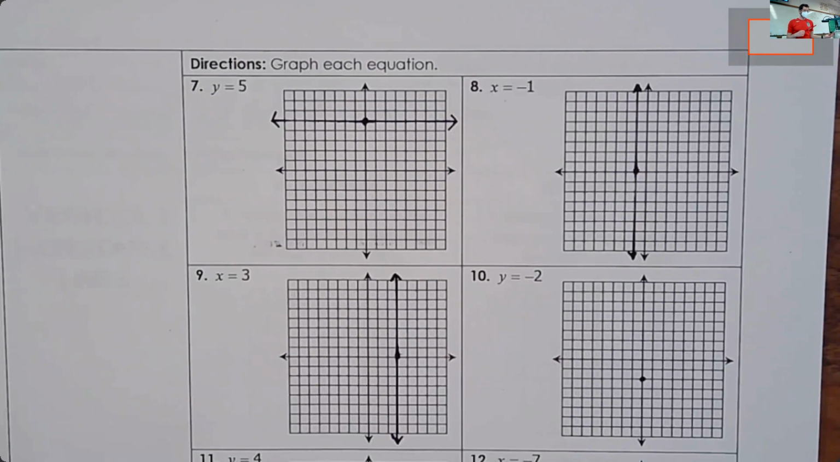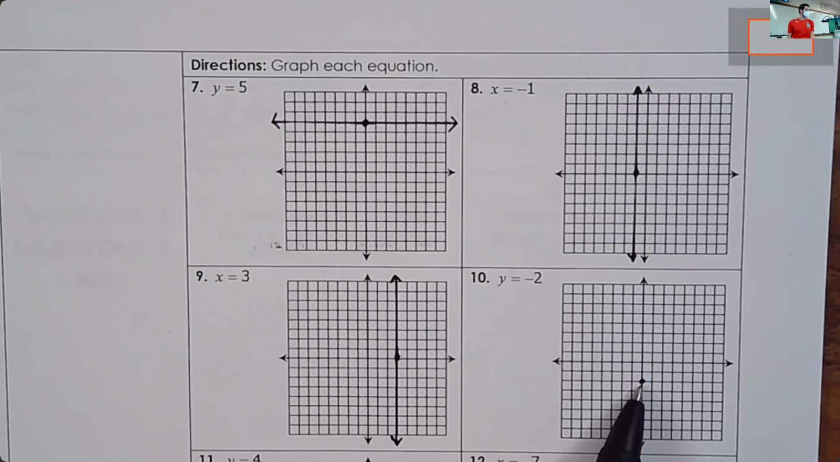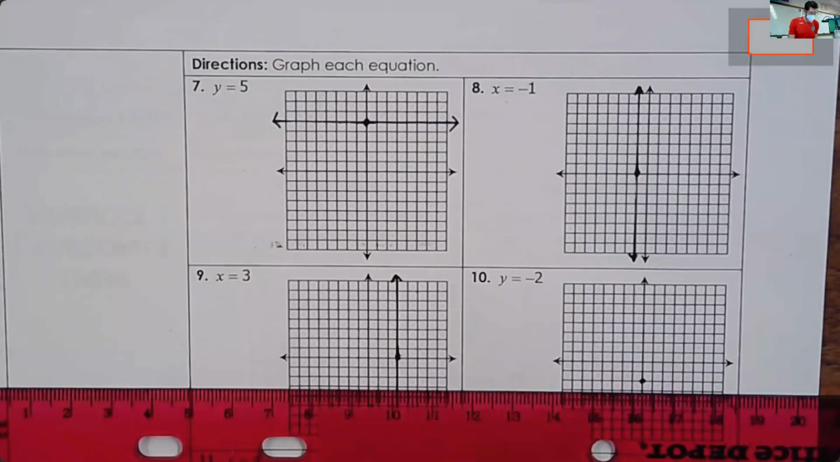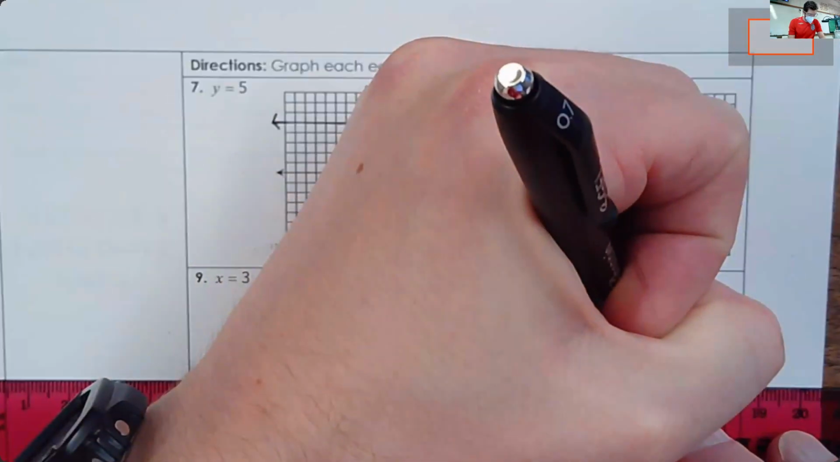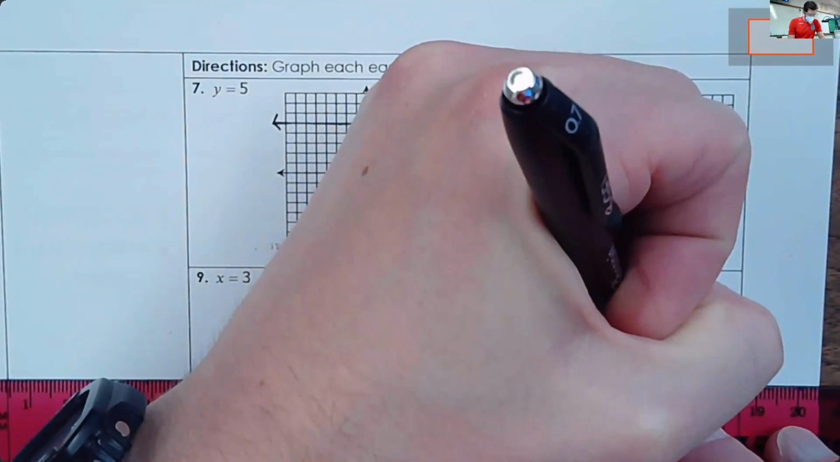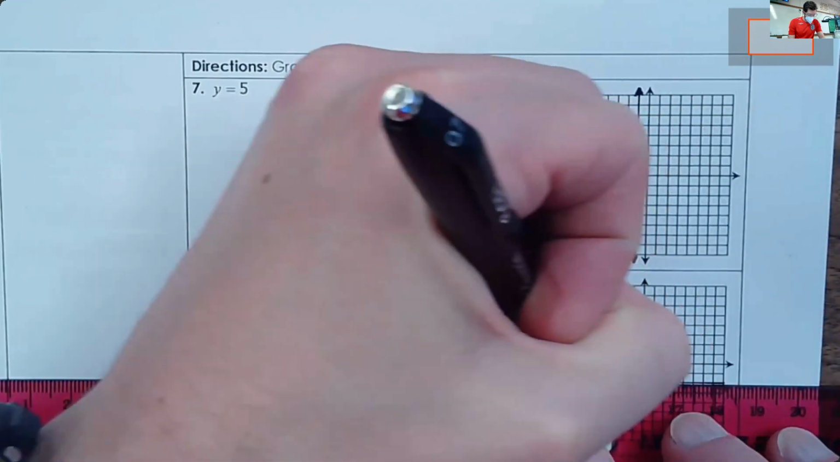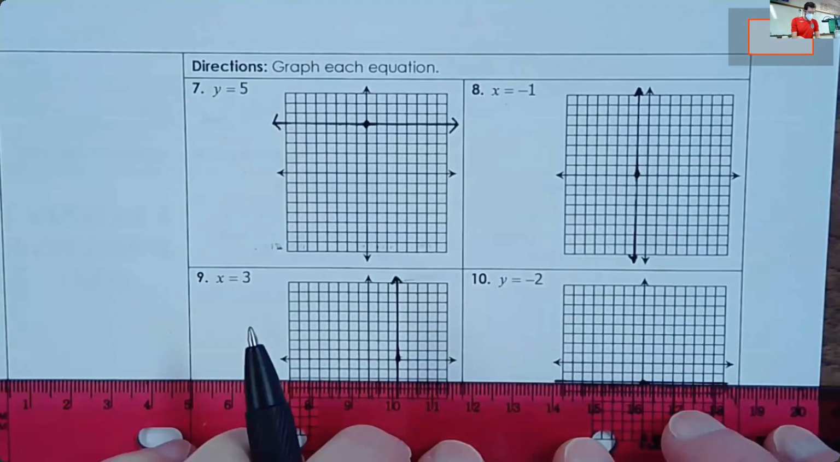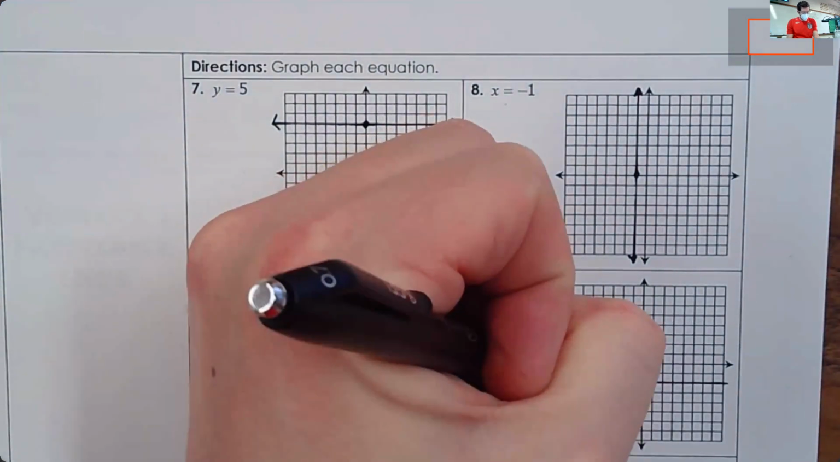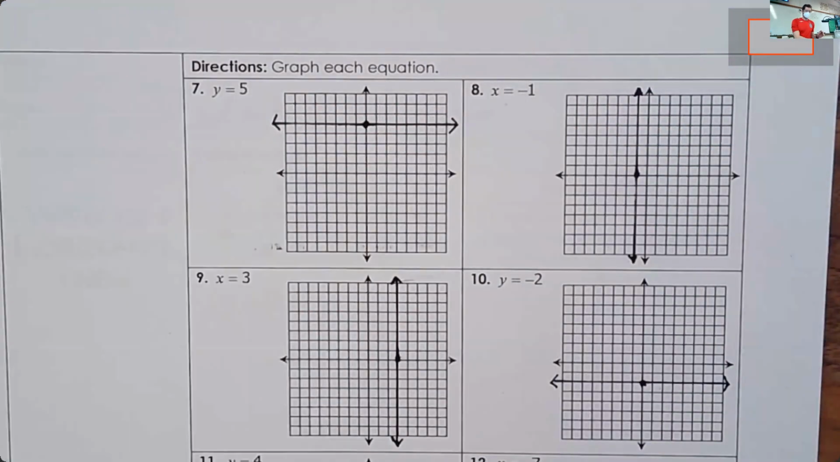On number 10, it says y equals -2. So we go to -2 on the y-axis. We put a point from that point right there. A y equals equation is going to be a horizontal line. And there's our line for number 10. Any questions about those two?